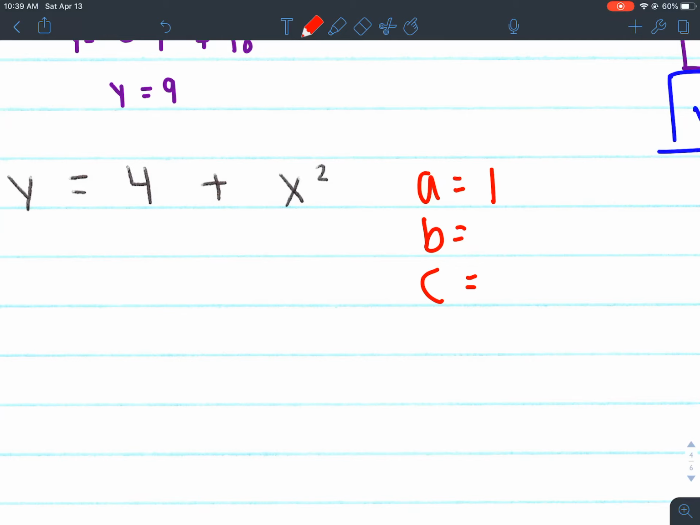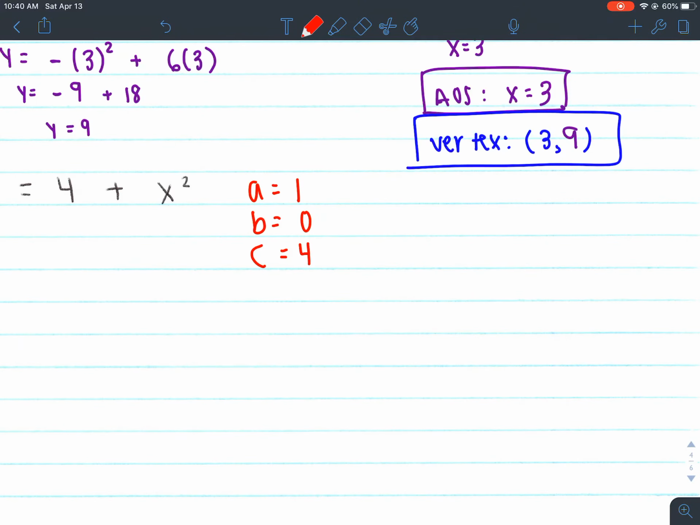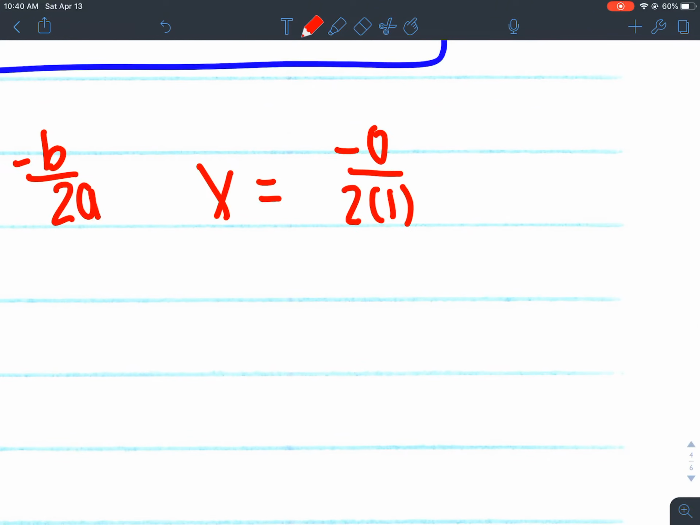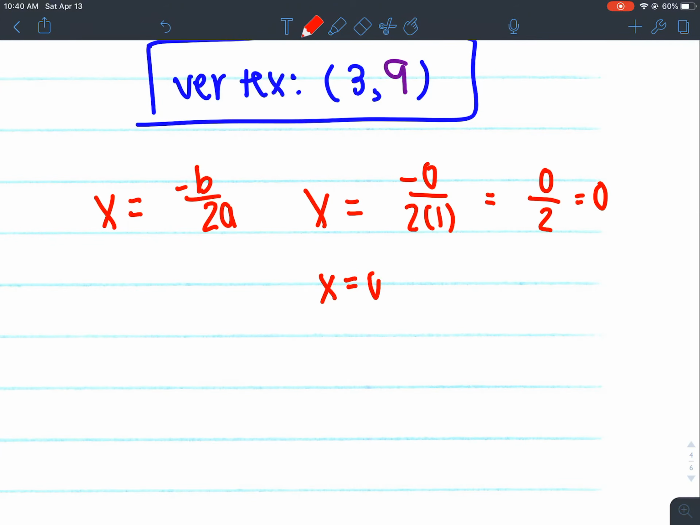Our B in this case, we don't have one. There's nothing where it's attached to just an x, so our B is going to be 0, and our C is 4. So let's use our formula, x equals negative b over 2a. X is going to be negative 0 over, I forgot to put the a, 2 times 1. No, it's not possible to have negative 0, it's just 0. So that's 0 over 2, and that equals 0. That means that I have x equals 0. Axis of symmetry, x equals 0.